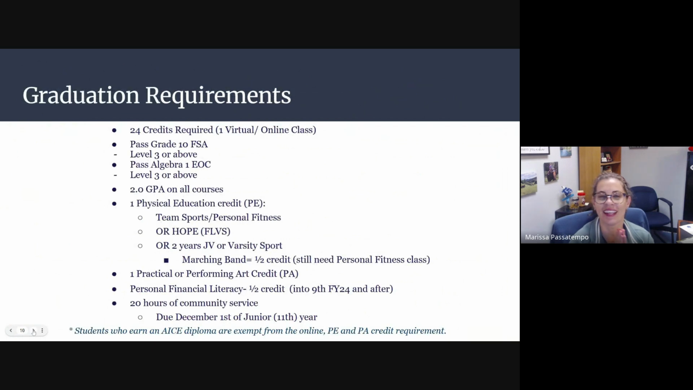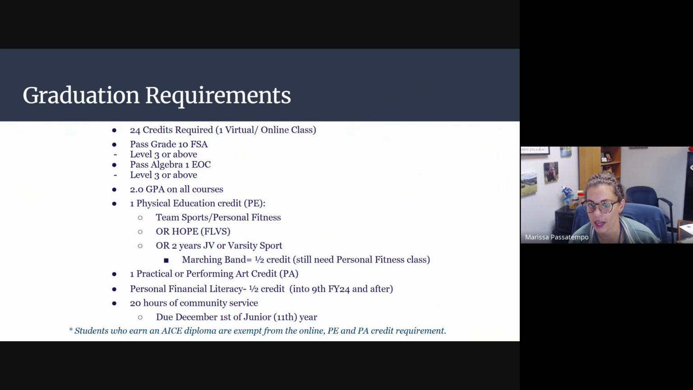Okay, so graduation requirements. 24 credits are required to graduate from a public high school. They no longer need their virtual online class, so we don't have to pay attention to the parentheses there. But they do need to pass their 10th grade FSA. They need to get a level 3 or above on that exam. Same with the Algebra 1 EOC. They need to score a level 3 or above on that exam. They need a 2.0 GPA on all of their courses, minimum.